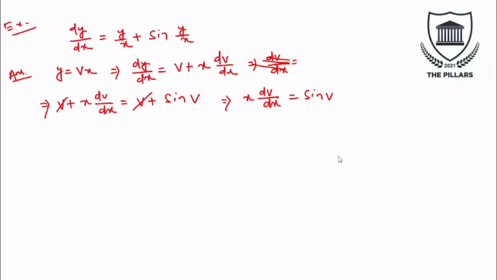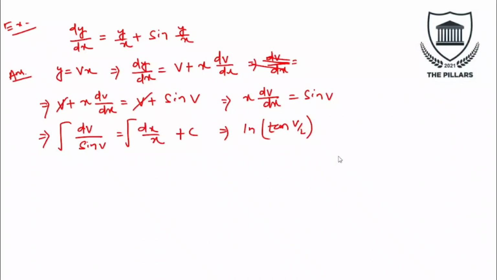Now we can do the separation of variables. This becomes dv/sin v = dx/x. Now we can integrate both sides with an arbitrary constant c. The integral of 1/sin v with respect to v, I think, will be log tan(v/2). Just check it, I think this is correct. On this side it will be log x plus this arbitrary constant, which becomes log c.